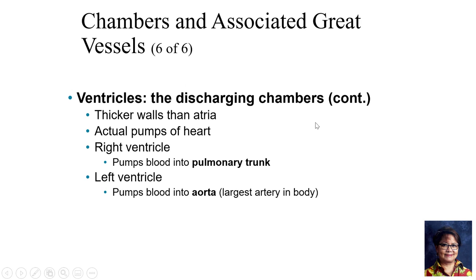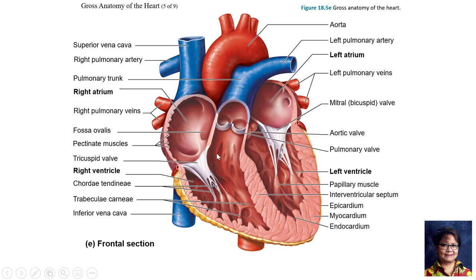Mentioned that already. So your ventricles are thicker than the atria, because when they contract, they are the ones that squeeze out the blood and push it into the big arteries. The right ventricle pumps blood into the pulmonary trunk or the pulmonary artery. The left ventricle pumps the blood into the aorta, which is the largest artery in the body.